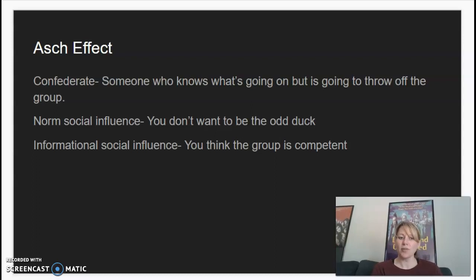Two phenomena come from this. It's normative social influence. It's when you don't want to be the odd duck, and so you're just like, yeah, that wrong answer, that's the right answer. It is. And then you have the informational social influence. It's when you think everybody else in the group is just competent. You're like, yeah, okay, they must know, and so you just go with it.